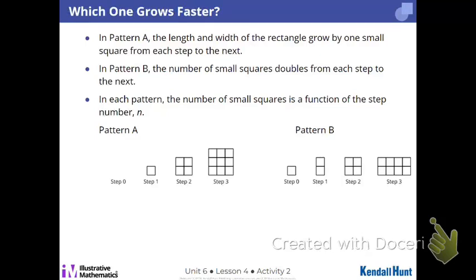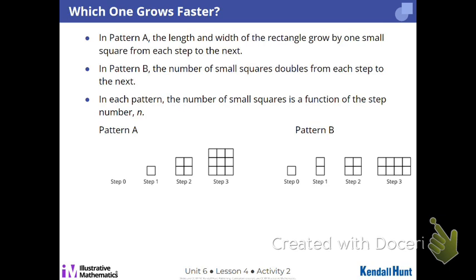So from that one, that's going to take us into our lesson for today. We're going to look at these two patterns. We've got pattern A and pattern B. Looking at these patterns, it's your job to come up with a function. You're going to claim what type of function it is, look at how it grows in the table, and then make an observation. Which one's growing faster? That's it.